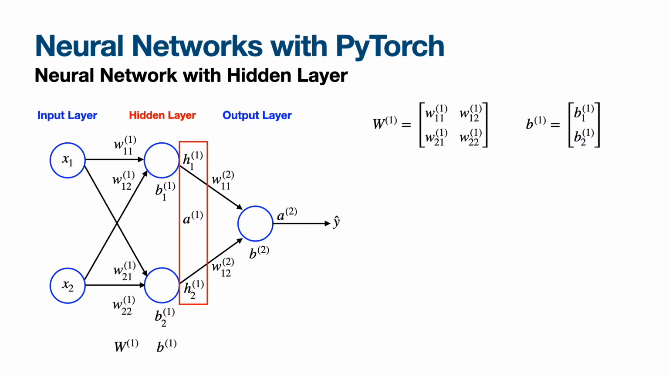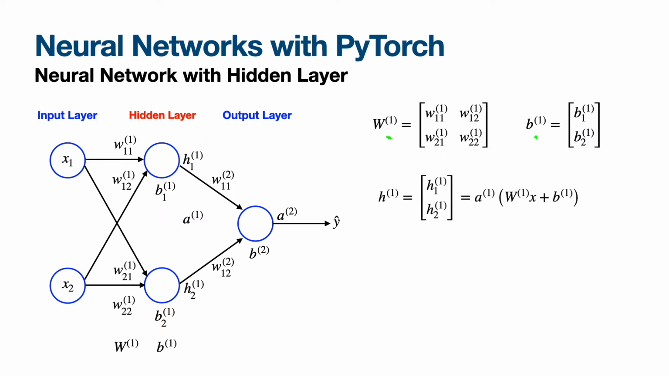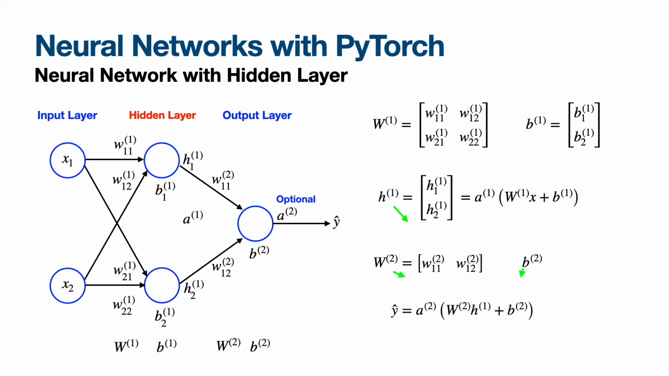The hidden layer uses the weight matrix and bias vector to perform the linear operation and then applies the activation function to produce the outputs, which then become inputs to the output layer. The output layer contains one node with two weights and a bias. An activation function is optional for the output layer. It uses the weight matrix and bias to perform the linear operation. If there is an activation function, it applies the activation function to produce the final output.